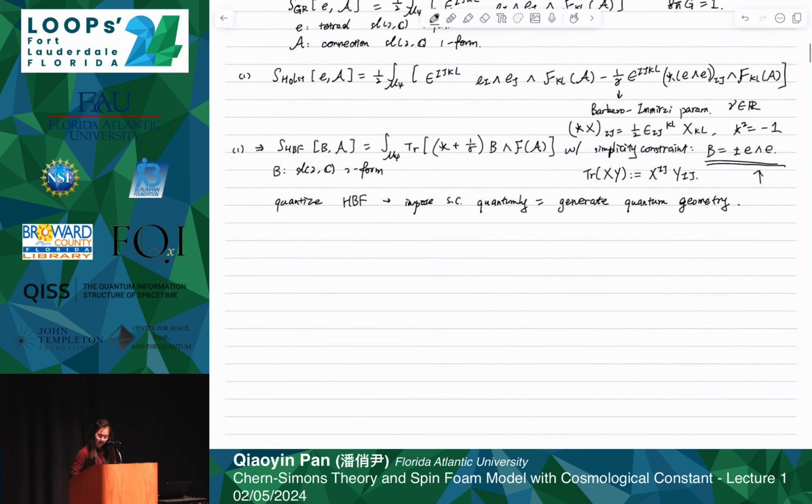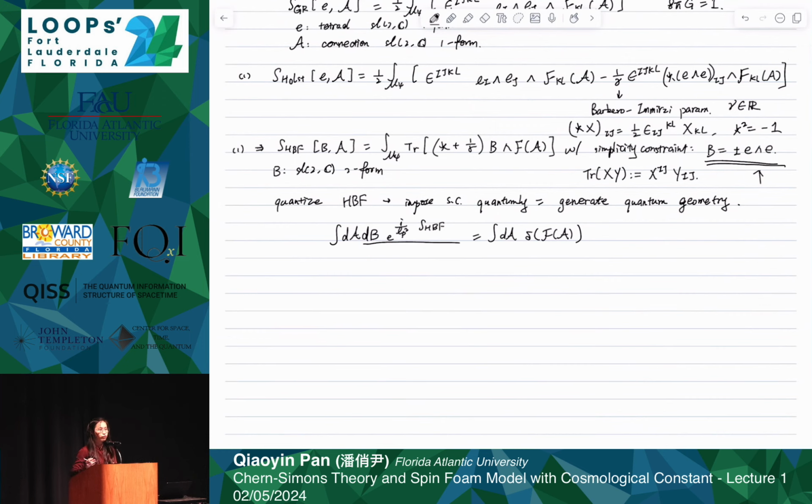So let's do the quantization. The quantization we do is the path integral quantization. So we construct a path integral for this BF theory. So then I have e to the i over l_P squared times this action. And if we first perform the integration for the B field, then we notice that it becomes a path integral, an integral over the A field of a delta of the curvature.